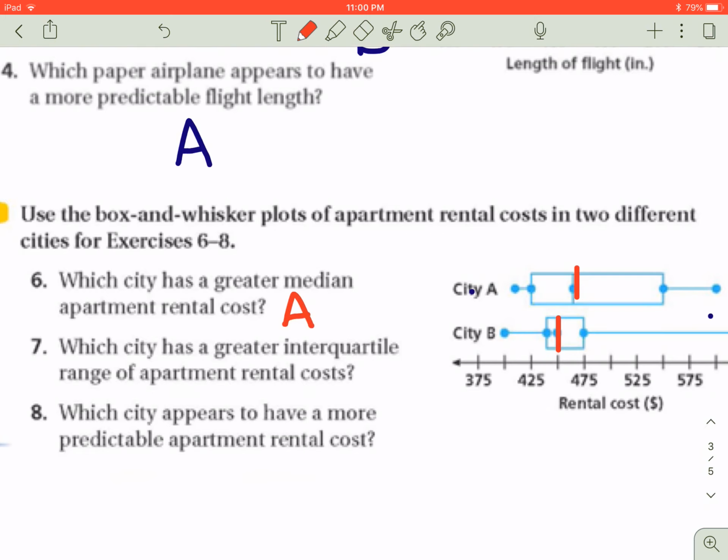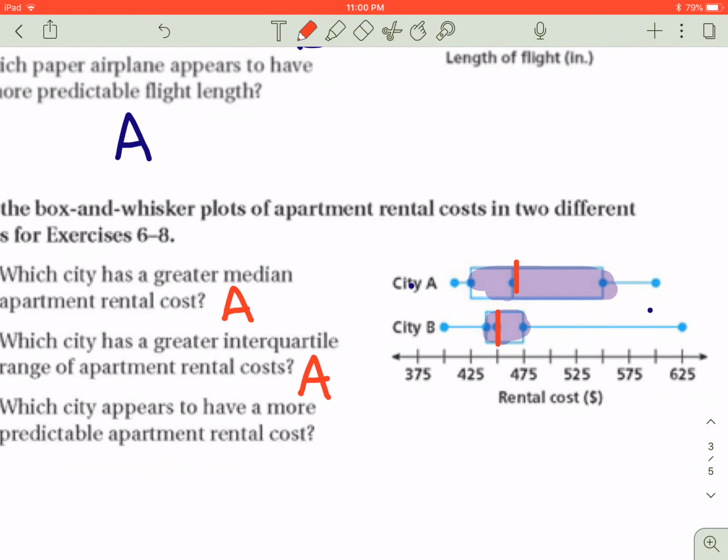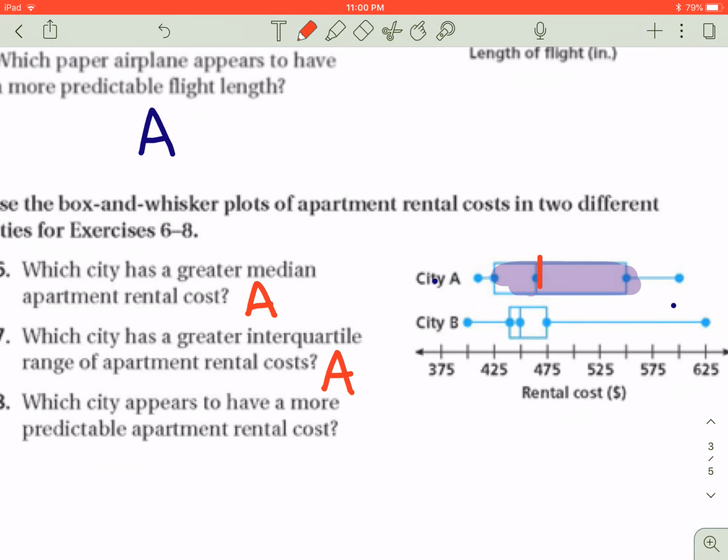It says which one has a greater interquartile range? Well, we're looking at the size of the box. Which one has a bigger box? That would also be A. Which one's more predictable? Now, if you look at this one right here has a really long whisker. That does not matter. When we're talking about predictability, we're simply just looking at the box, and that would be box B, or box and whisker plot B.